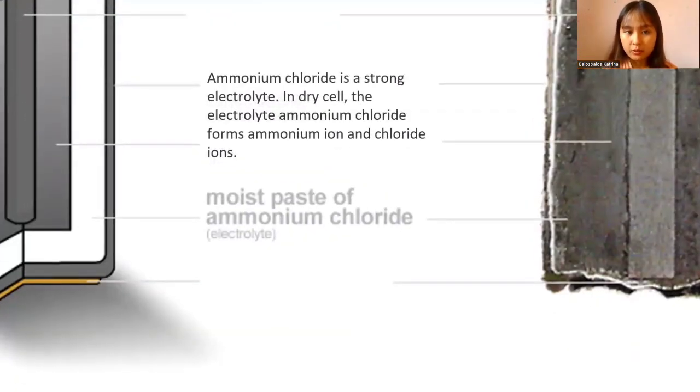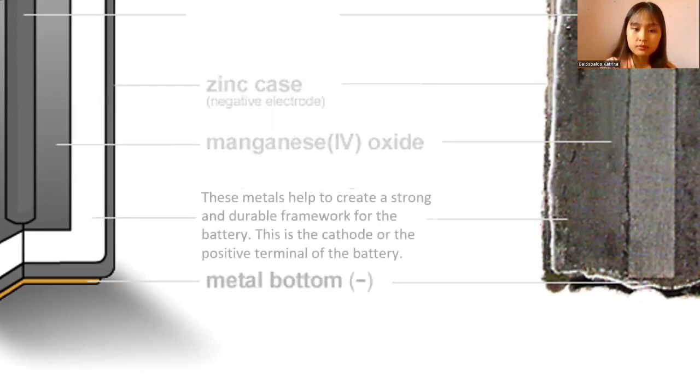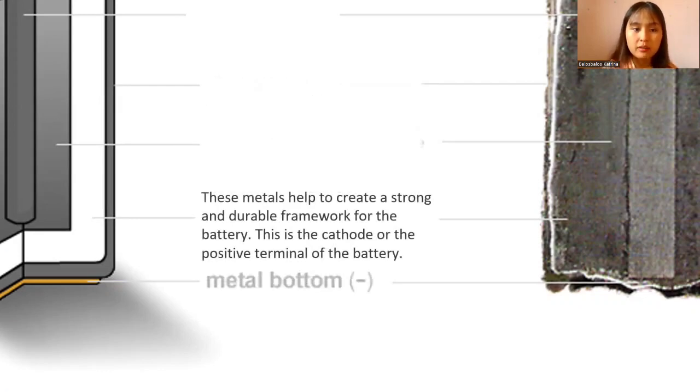Meron din tayo ditong moist paste of ammonium chloride. Itong white part na yan, this is the moist paste of ammonium chloride, which is a strong electrolyte. Ammonium chloride is a strong electrolyte. In a dry cell, the electrolyte ammonium chloride forms ammonium ion and chloride ions. At yung bottom part, this is the metal bottom. Meron tayong metal cap dun sa may taas at meron naman tayo dito metal bottom.